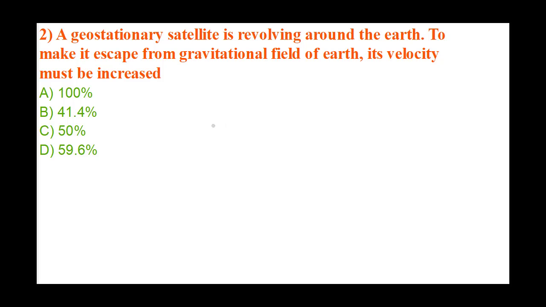So next we come to question number 2. A geostationary satellite is revolving around the Earth. To make it escape from the gravitational field of Earth, its velocity must be increased by how much percent? So what is the meaning of geostationary satellite? A geostationary satellite has a time period of 24 hours and it is used for communication purposes, and it appears to be stationary for a person who is observing it from the surface of the Earth.